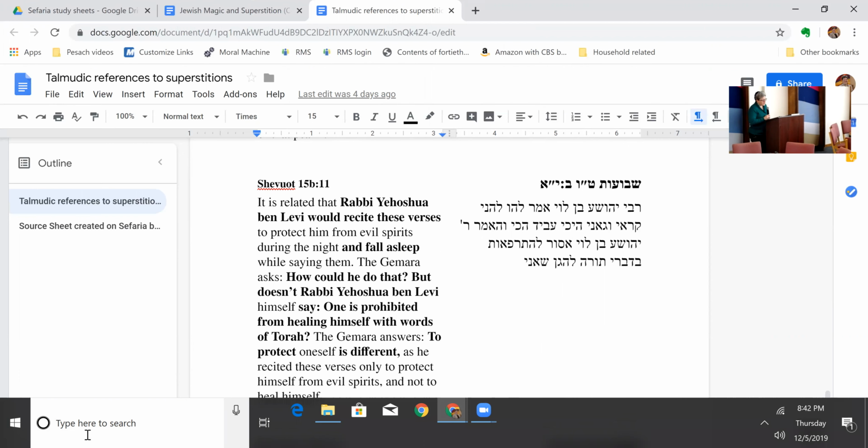The Gemara asks, how could he do that? But doesn't Rabbi Yehoshua ben Levi himself say one is prohibited from healing himself with words of Torah? Takes us back to the conversation with one of the first texts in this packet. The Gemara answers, to protect oneself is different. He recited these verses only to protect himself from evil spirits, not to heal himself.